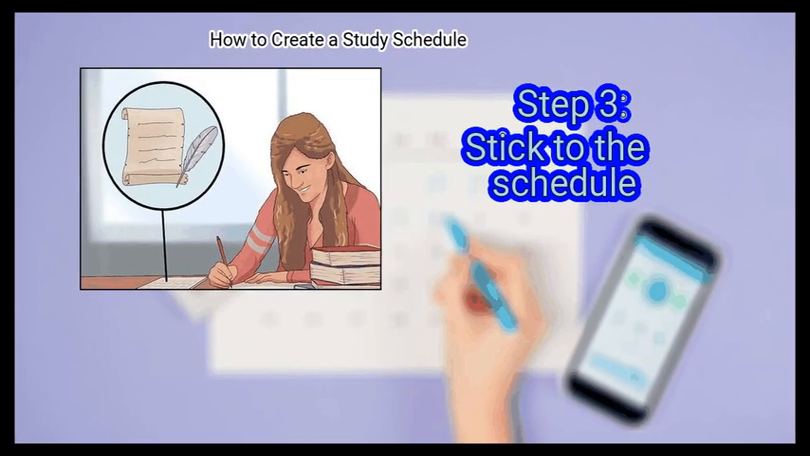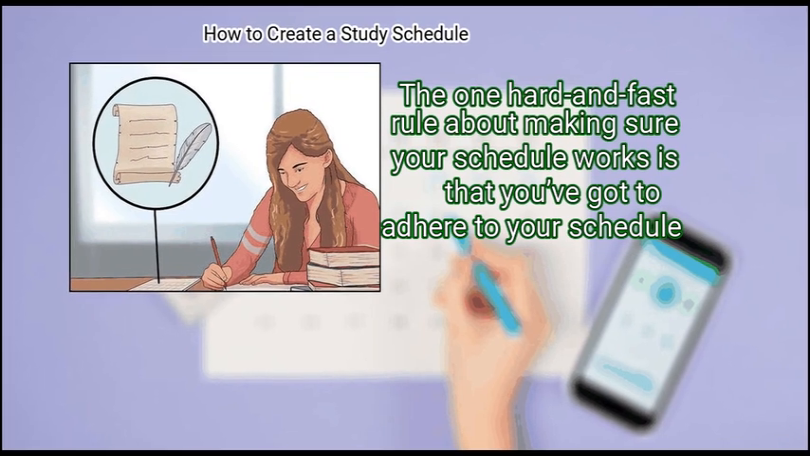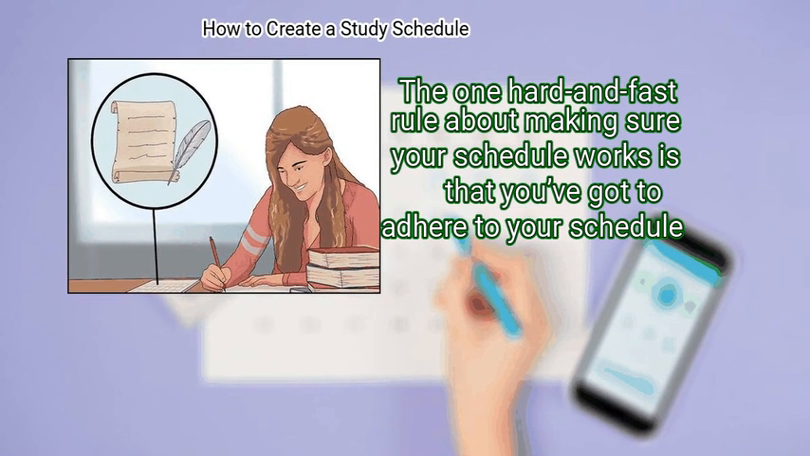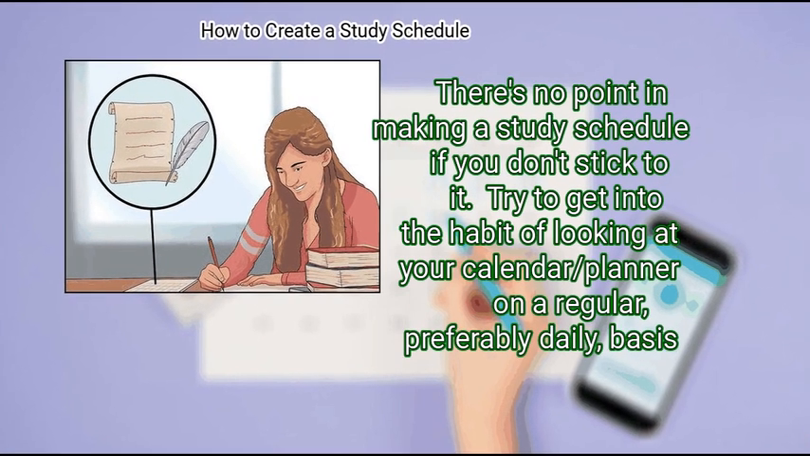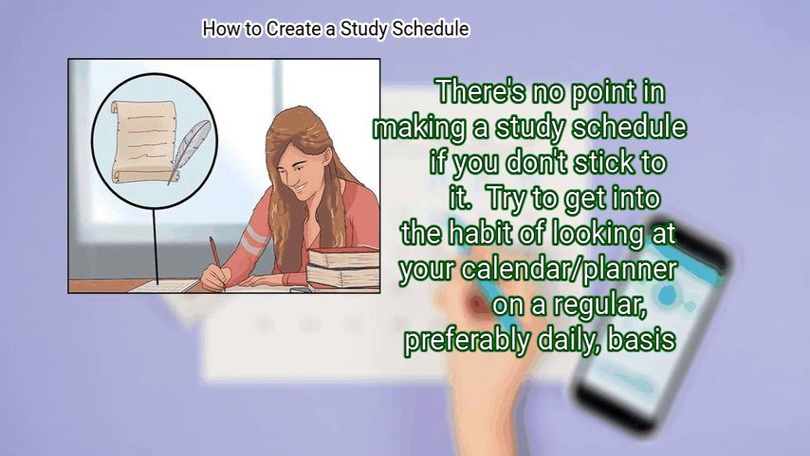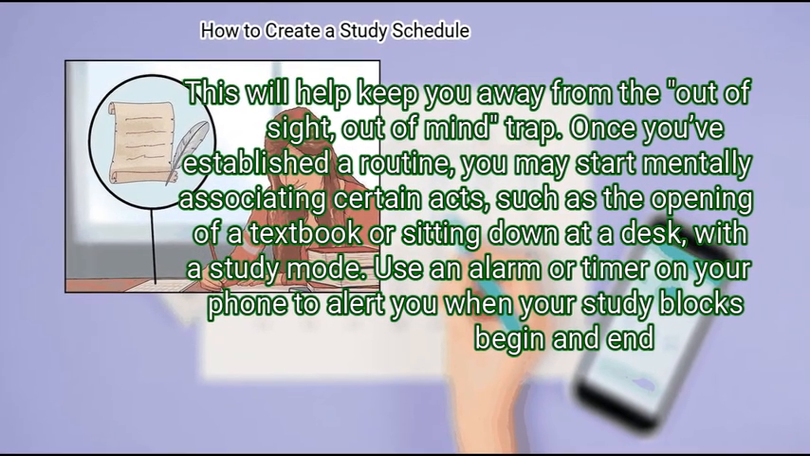Step 3. Stick to the schedule. The one hard and fast rule about making sure your schedule works is that you've got to adhere to your schedule. There's no point in making a study schedule if you don't stick to it. Try to get into the habit of looking at your calendar or planner on a regular, preferably daily, basis. This will help keep you away from the out of sight, out of mind trap.